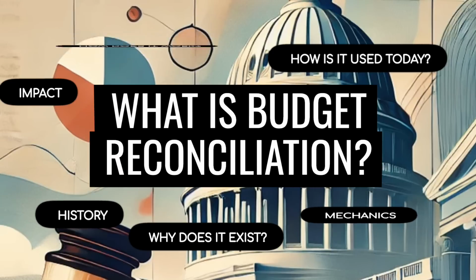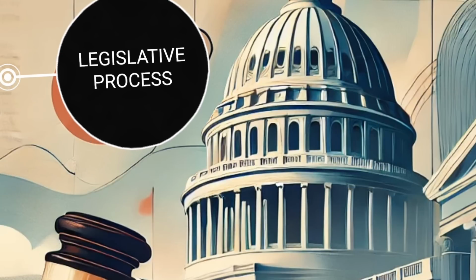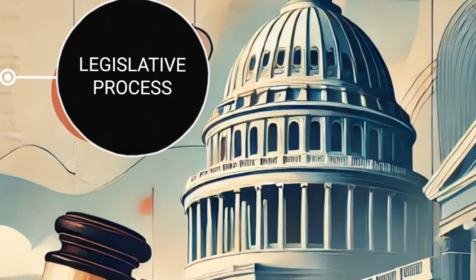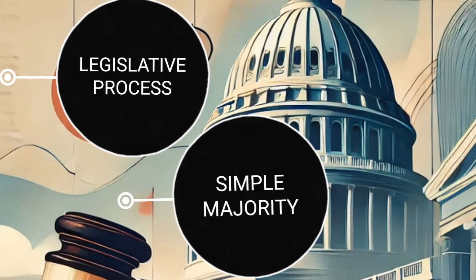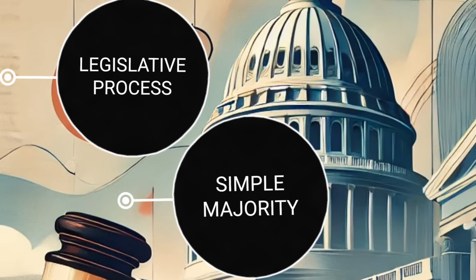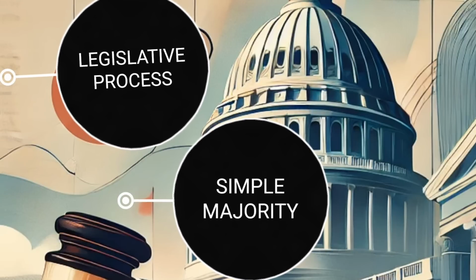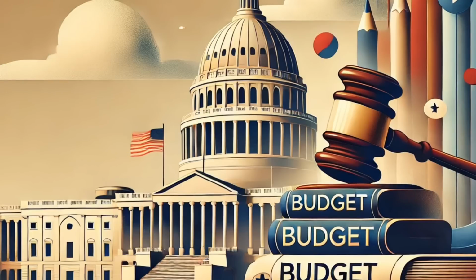What exactly is budget reconciliation? Budget reconciliation is a legislative process that allows Congress to pass certain budget-related bills with a simple majority vote in the Senate, bypassing the typical 60-vote threshold needed to overcome a filibuster. It's designed to align revenue and spending with the priorities outlined in the annual budget resolution.